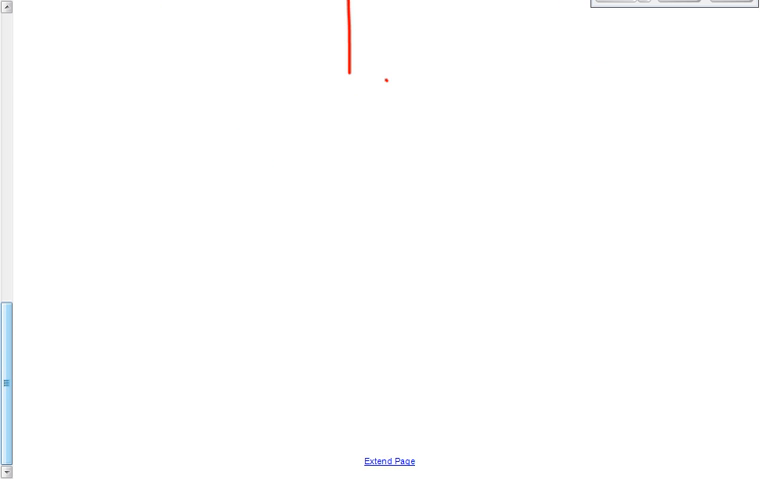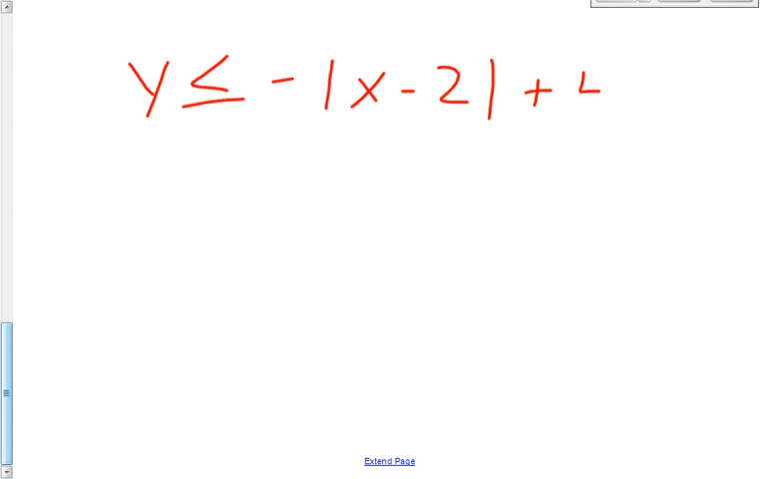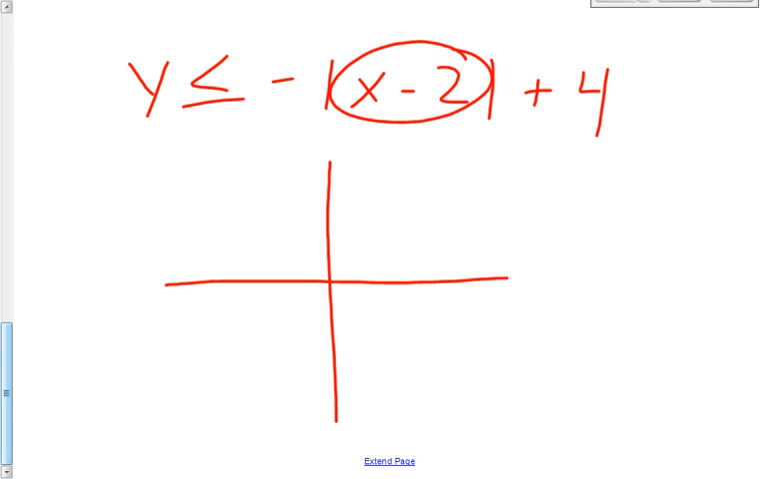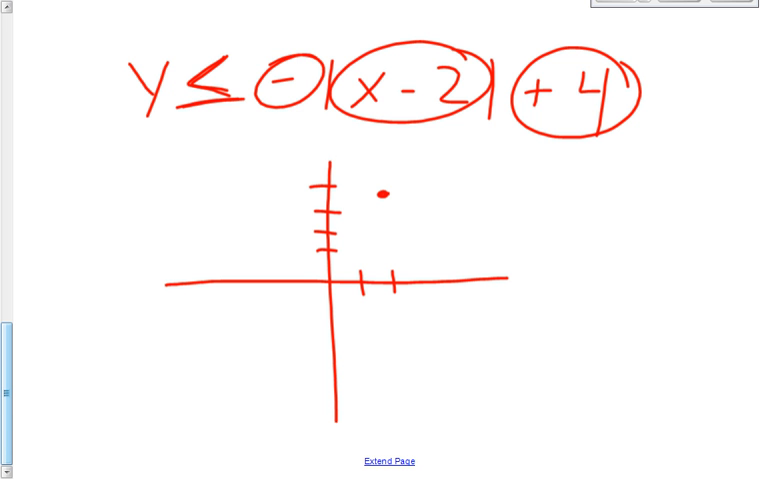We'll just do one more really quick. If I had y is less than or equal to a negative absolute value of x minus 2 plus 4. The vertex is very, very easy to figure out. It's always the opposite of this to go right or left, so it's going to be right 2. This tells you how high or how low to go. You're going to go up 4. There's your vertex. This tells you that it opens down because it's negative, and this less than or equal to tells you it's going to be a solid line.